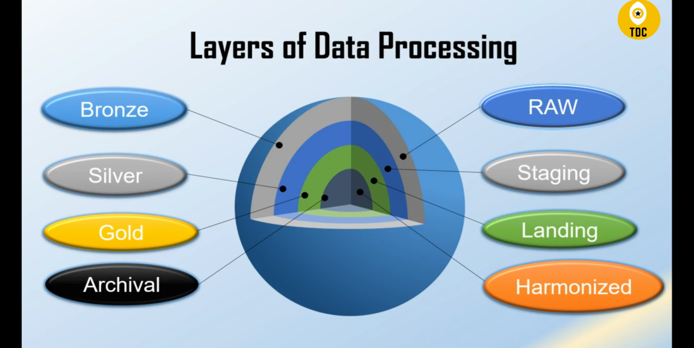Welcome back. So today we will discuss the layers of data processing. That is, when you are working with data, you might have encountered different data layers. Especially if you are a data engineer, data scientist, or data analyst, you might have heard these different terminologies or slang that we use for data layers. It might be raw layer, landing, staging, harmonized, bronze, silver, gold, or archival layer.